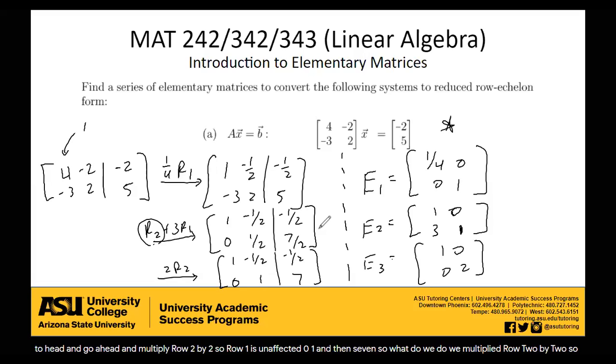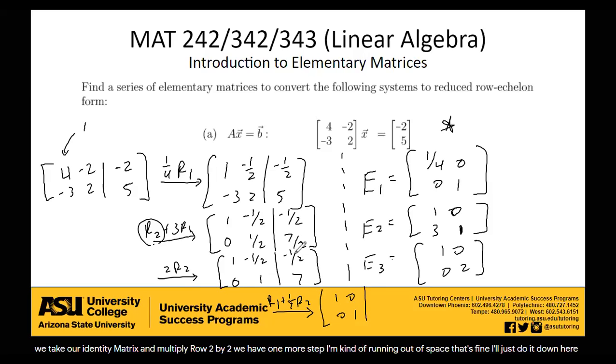We have one more step. I'm kind of running out of space, but that's fine. I'll just do it down here. We need to get a 0 in the top right position. So we're going to go ahead and take row 1 plus 1/2 row 2's. So we get the identity over here. Row 1 plus 1/2 row 2. So -1/2 plus 7/2, that's 6/2, which is 3.